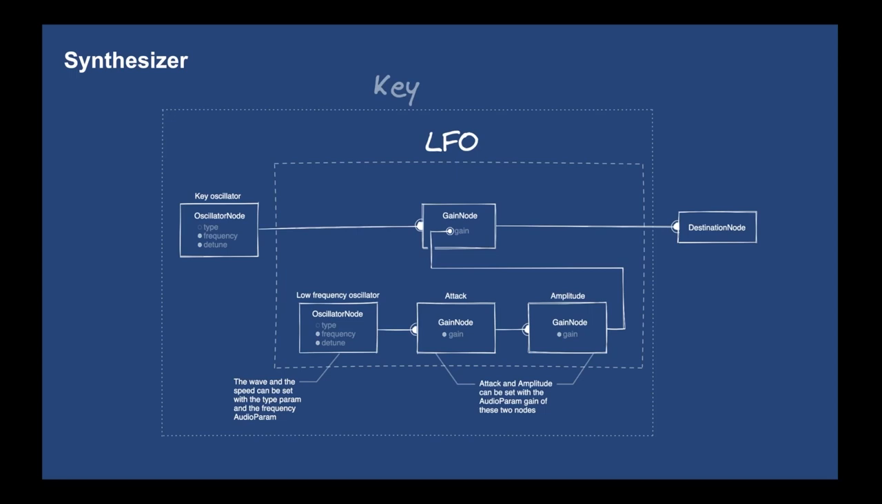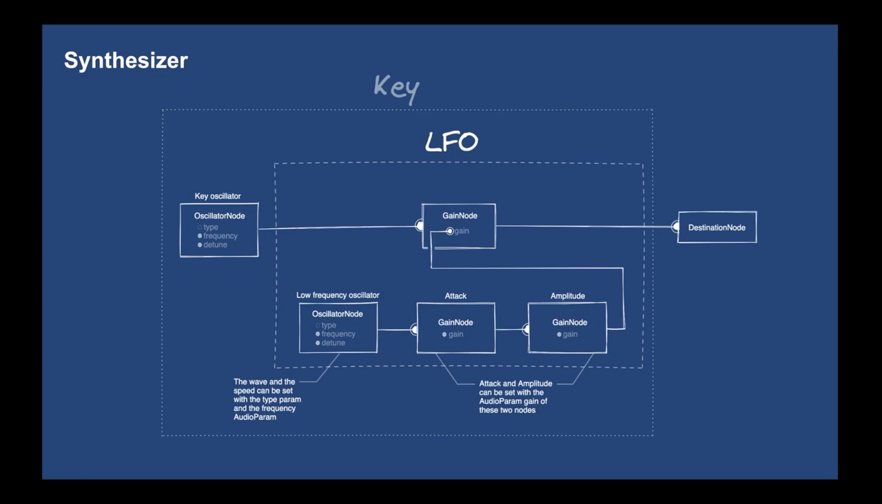On the opposite of all we have already seen, this time we don't directly set values or transitions to this gain parameter. We make it vary, but using the LFO oscillator node. Remember that gain is an audio param, and we can connect nodes to them. So we connect the output of these three nodes here, not to this gain node, but directly to the gain audio param of the node. And that's how the LFO node can modify the key node.